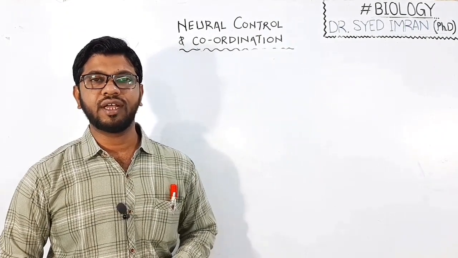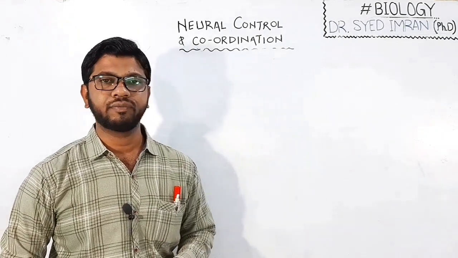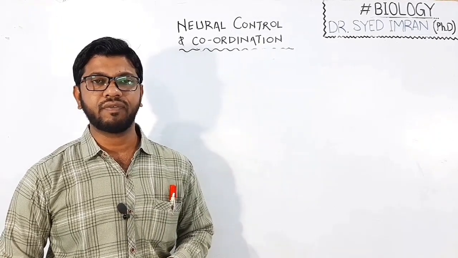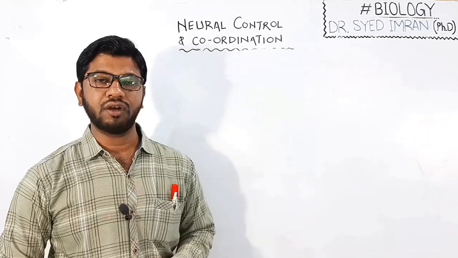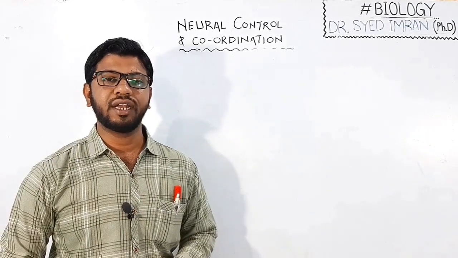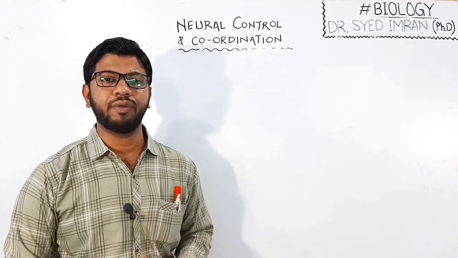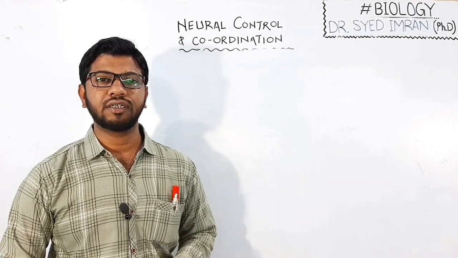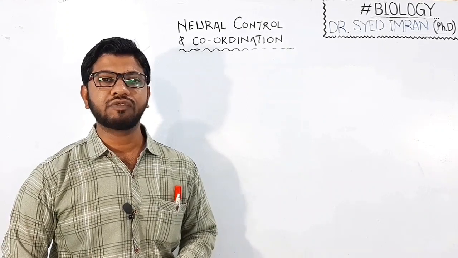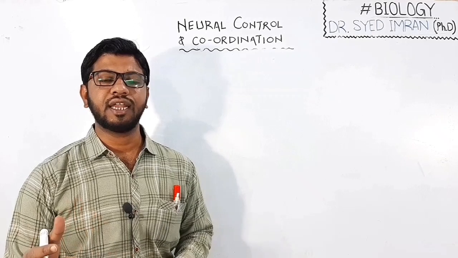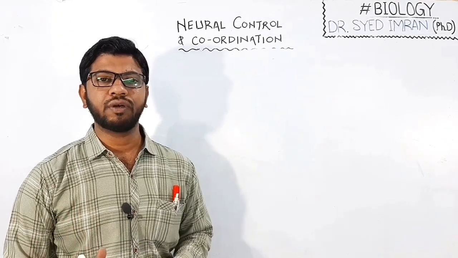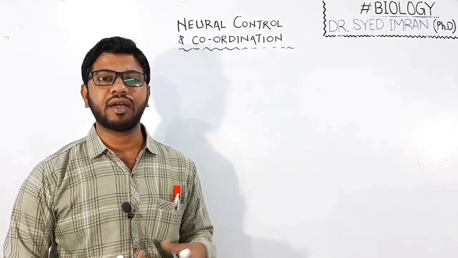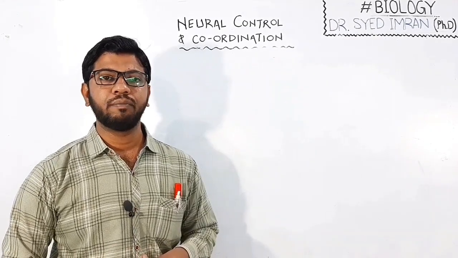So today's video lecture is on the midbrain. In reference to the central nervous system, we have the brain and spinal cord. The brain has three different parts: forebrain, midbrain, and hindbrain. We are continuing with the forebrain, that is prosencephalon. In the forebrain, there are three parts: cerebrum, olfactory lobe, and diencephalon, which we have completed. And the second part of the brain is the midbrain.